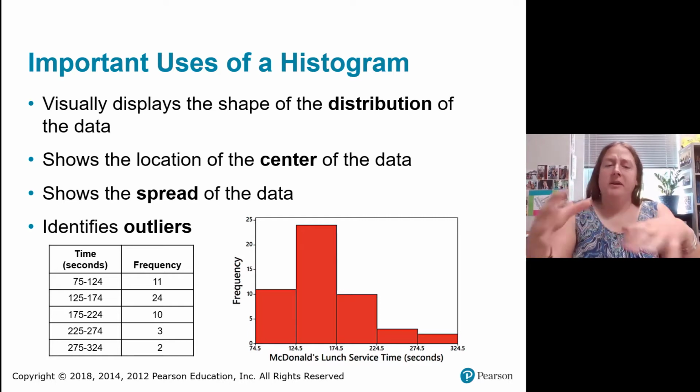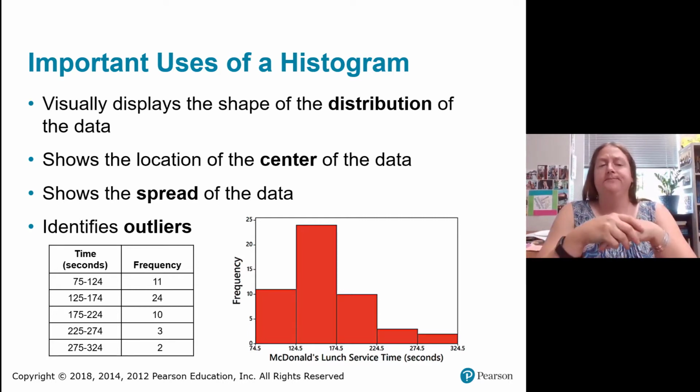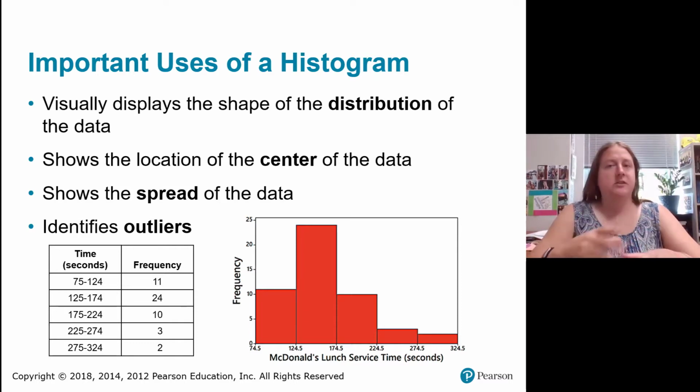So let's talk about some uses of them. First, they visually display the shape of the distribution of the data. This is something that the frequency distribution tells us, but we have to look at the numbers in comparison to one another in order to do that. Histograms do that comparison for us and give us a straightforward visual to look at.